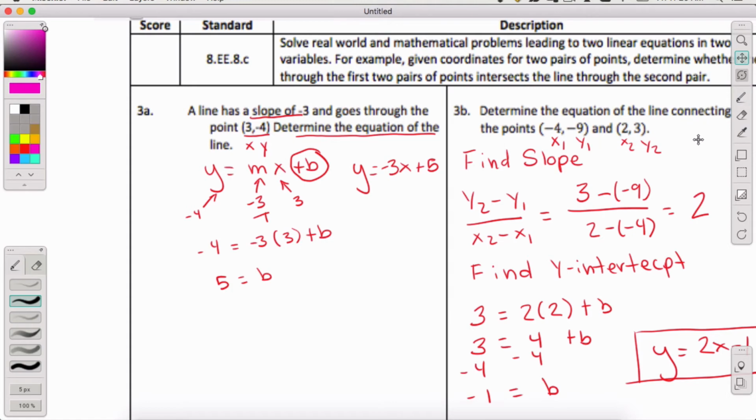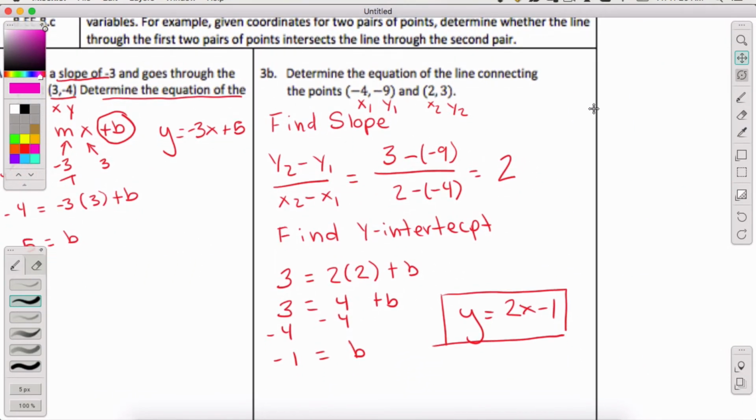All right, I think I'm going to jump over to 3B as I believe that this one has the most complicated process, at least to start with, because one, you need to find the slope, and then you also have to find the y-intercept.